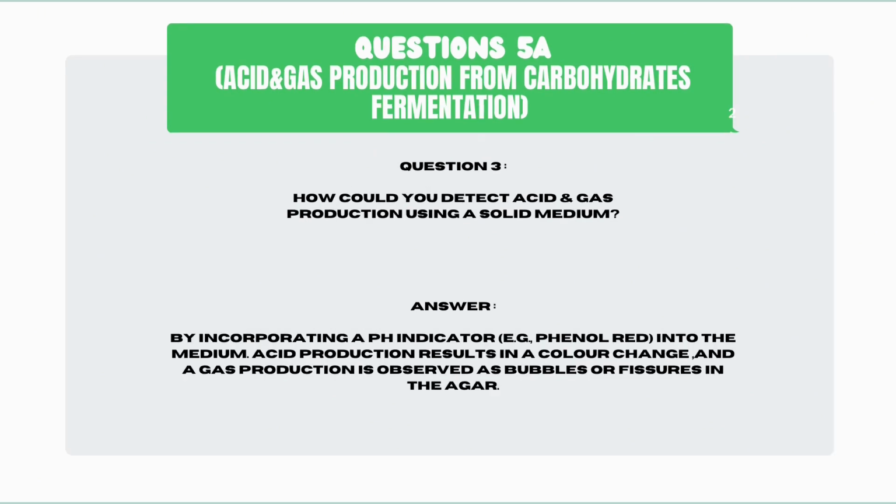Question number 3. How could you detect acid and gas production using a solid medium? Acid and gas production can be detected using a solid medium by incorporating a pH indicator, for example phenol red, into the medium. Acid production results in a color change and gas production is observed as bubbles or fissures in the agar.